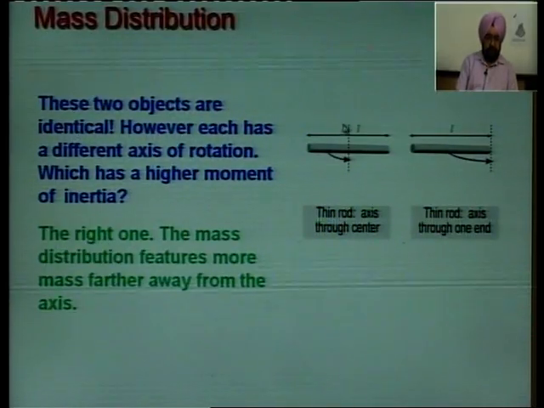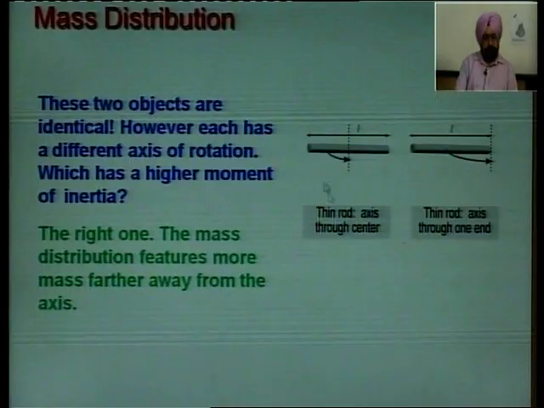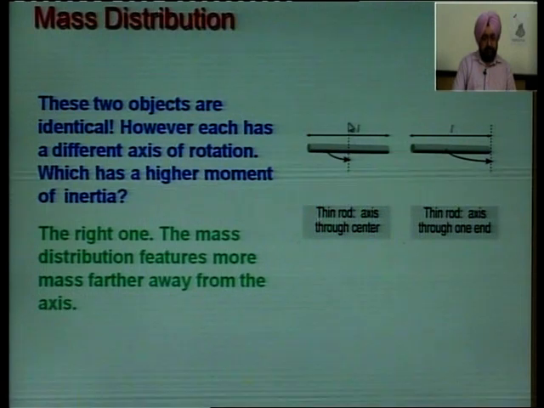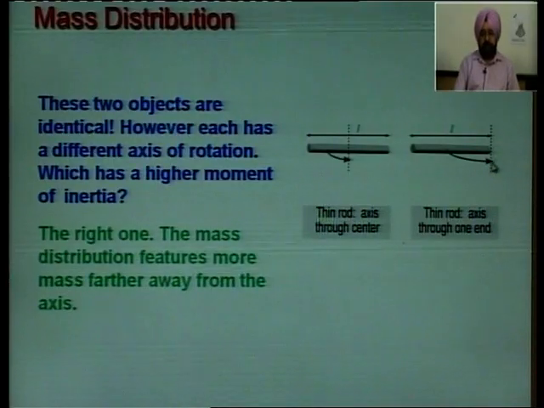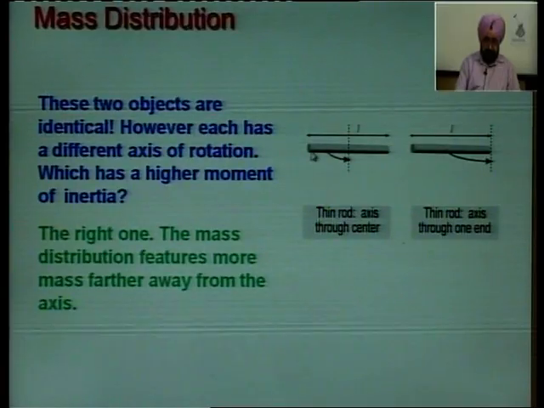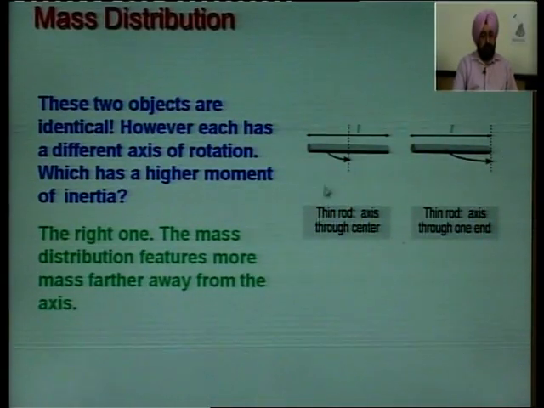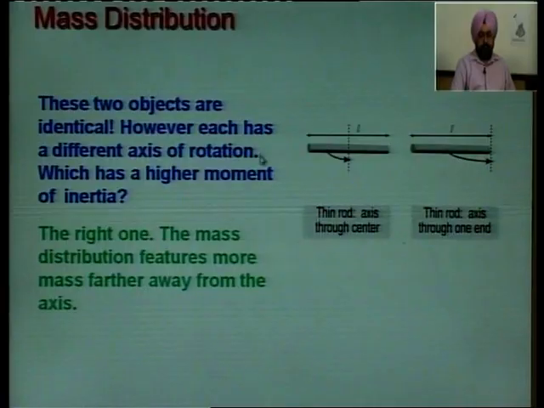Now, again let us take these two rods, these are two thin rods. They have the same mass, but let us say you have axis of rotation 1 which is passing through the center, and another axis of rotation which is passing through one end. In one, the axis is at the center, around which this rod is rotating; in the other, the axis of rotation is at one side, around which this rod will rotate. So here what is different? Axis of rotation is different. Now which will have a higher moment of inertia? This one or this one?